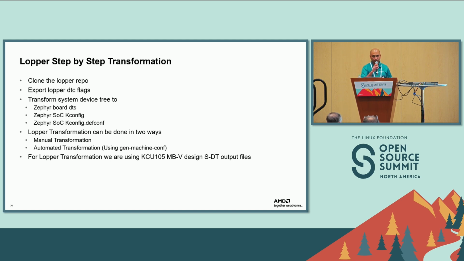For an automated transformation, we use a tool called gen-machine-conf, the generate machine configuration file tool. What it does is it takes your system device tree as the input, and then it converts it to operating-system-specific device trees, Kconfig, and defconfig files. In this session, we're going to use the Lopper transformation for the KCU105.